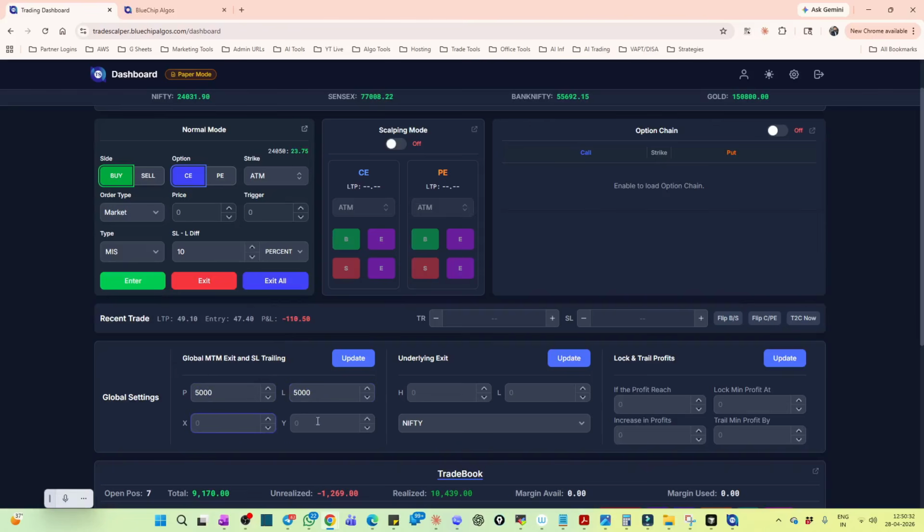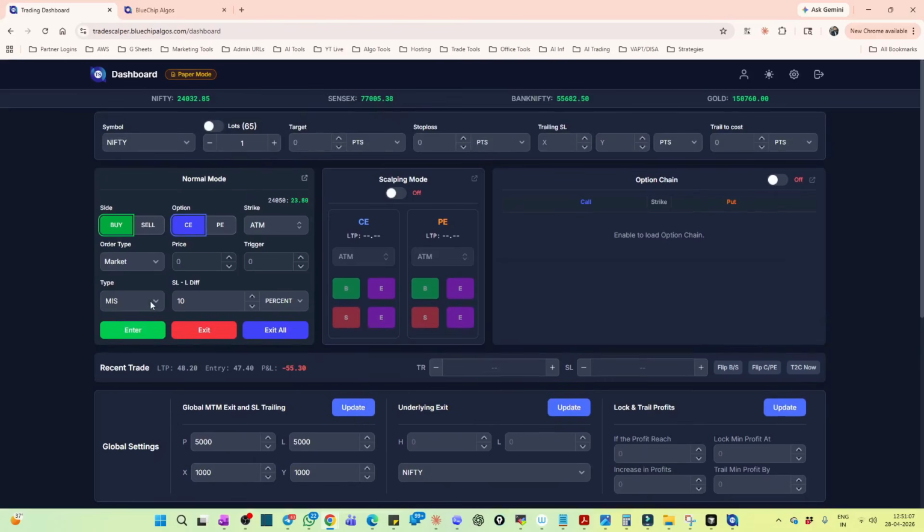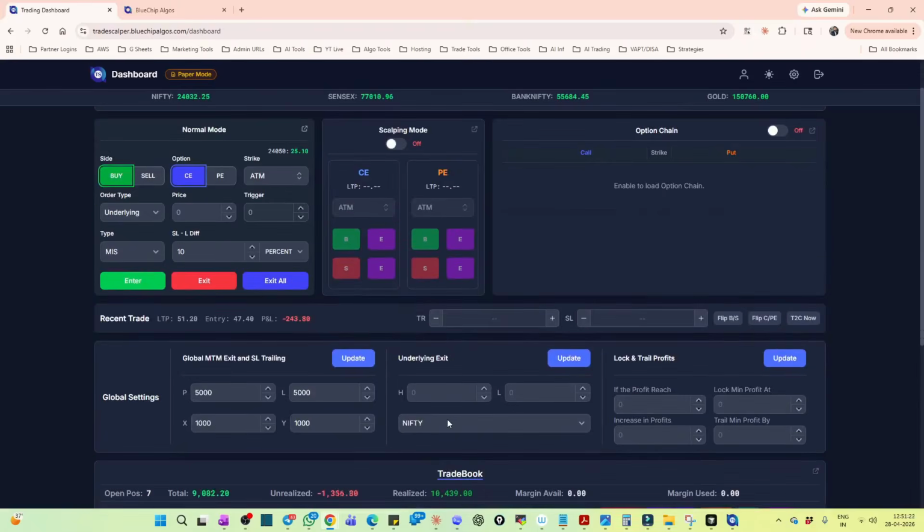And likewise, you can also trail it. So let's say you give 1,000 rupees here and 1,000 rupees here. So for every 1,000 rupees profit that you get, your stop loss will also be locked 1,000 rupees. And then underlying exit, already we discussed underlying entry. If you remember, here we have something called underlying based entry, where you can give the underlying price. Like that, you can also give underlying exit. If market reaches 24,100 you want to exit, or 23,900 you want to exit, you can just enter the values and hit on update.